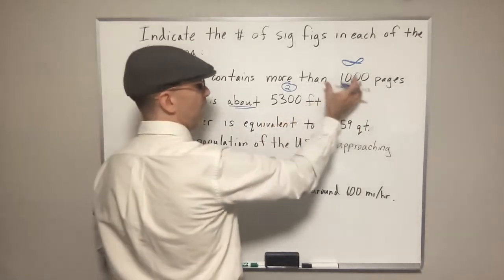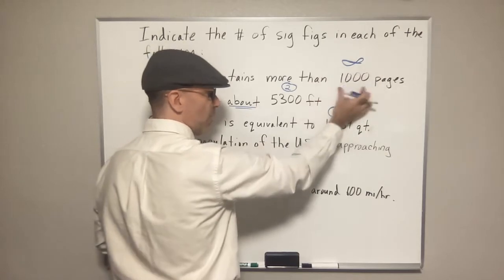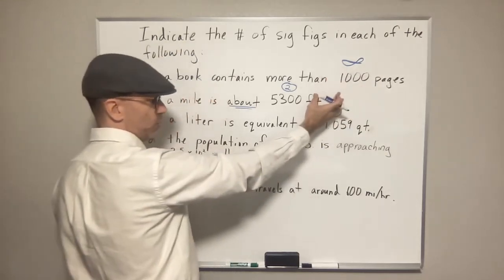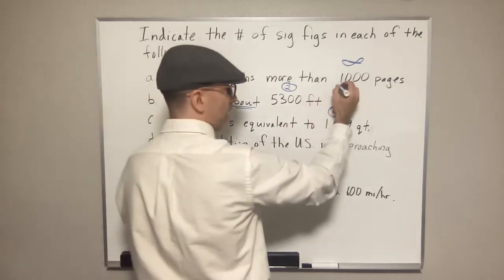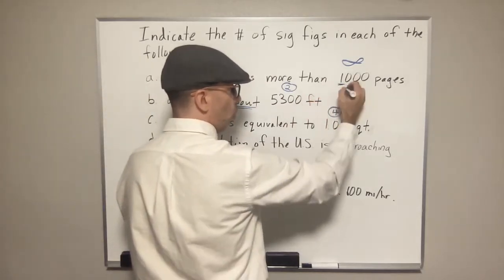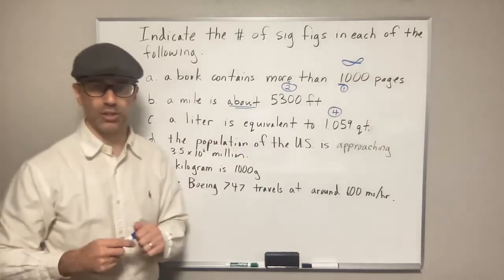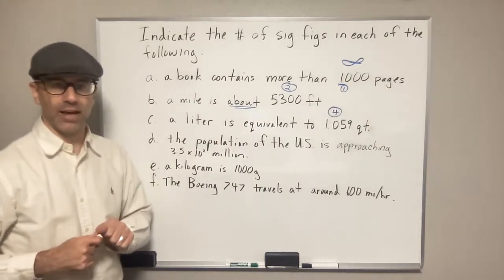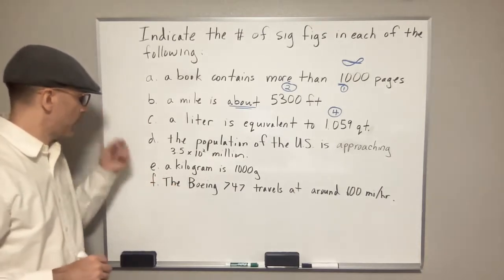Here, again, if this was a measurement, if we're just going to look at this number and say, how many sig figs would be there if I didn't know there were pages, we said it would be only one sig fig there. But if we're counting pages, then that is an exact number. So it's an infinite number of sig figs. All right, what about D?